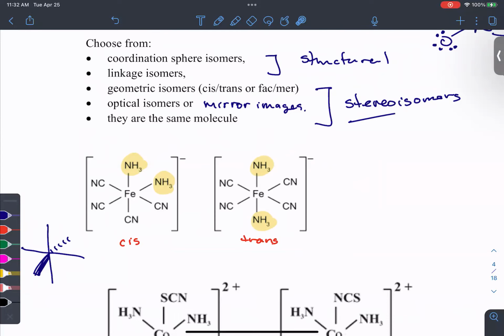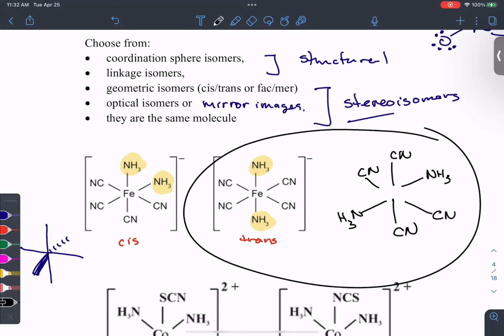Okay. What if I drew this one? Let me draw a different one. So I'll try to make it the same looking. What if it was NH3, NH3, CN, CN, CN, CN. So look at these two. Are those also cis and trans isomers? No. Are they optical isomers? They're the same molecule. Yes, they're the same molecule.